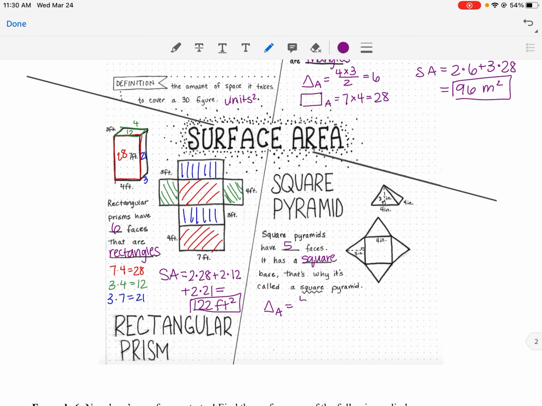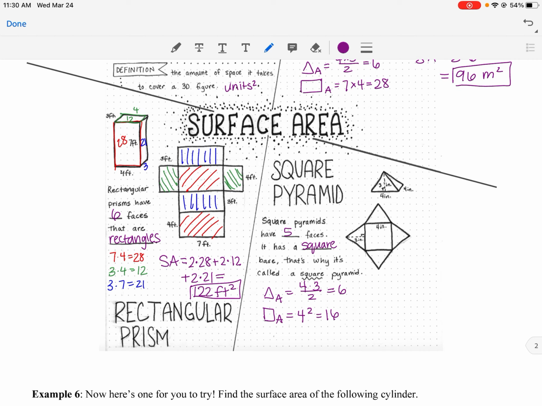So, area of the triangle. The base, which is 4 again, times the height, which is 3, divided by 2, so we get 6. And this time our square area is just 4 times 4, or 4 squared, so we get 16. So as we go ahead and find the surface area, we have 4 triangles, so it's 4 times 6, plus the square is 16. So we end up with 40 inches squared.